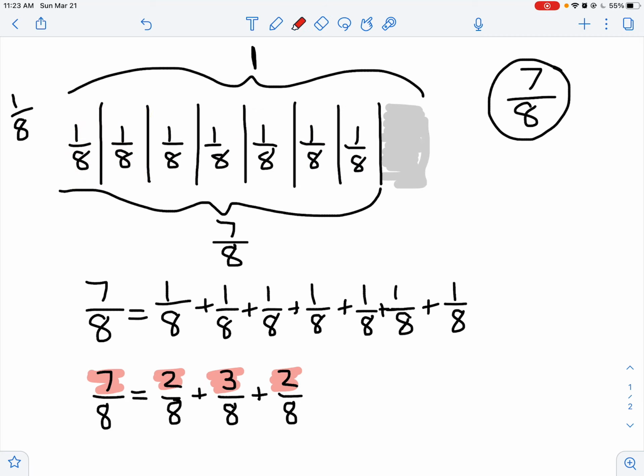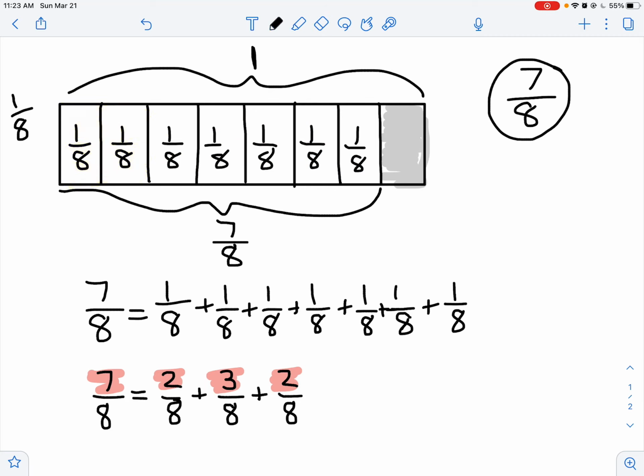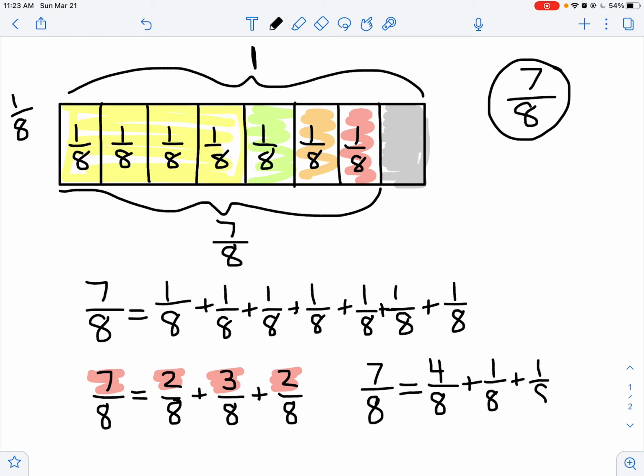Let's get rid of my colors here. Whoops. I could do, let's see, 4/8 plus 1/8 plus 1/8 plus 1/8, right? I can do as many combinations. I can have as many parts as I want, and I could say 7/8 is the same thing as 4/8 plus 1/8 plus 1/8 plus 1/8, because I can look across 4, 5, 6, 7. There's my 7, my numerator, and my 8 stays constant because that's my unit.